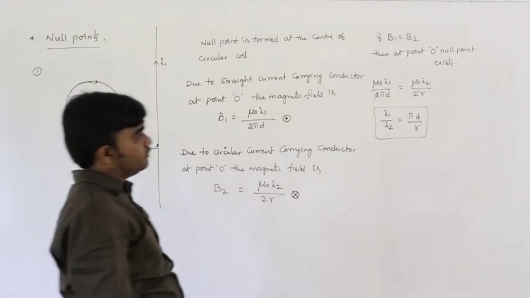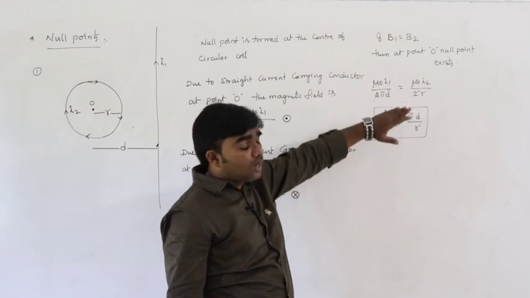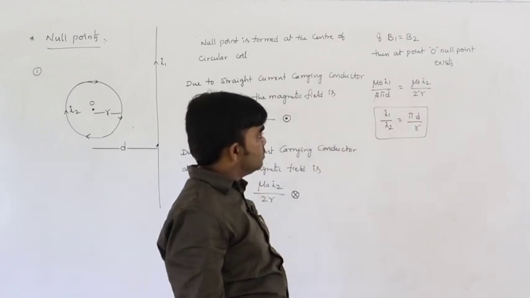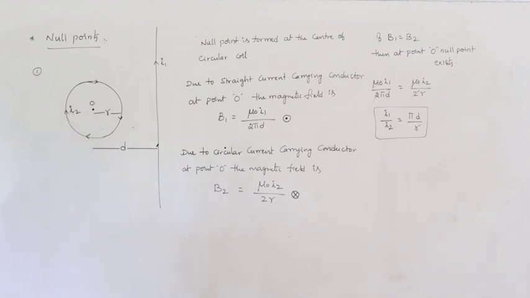Condition for the formation of the null point: I1 by I2 is equal to pi d by R, or I2 by I1 is equal to R by pi d. So that is the situation. First condition, null point in this situation.